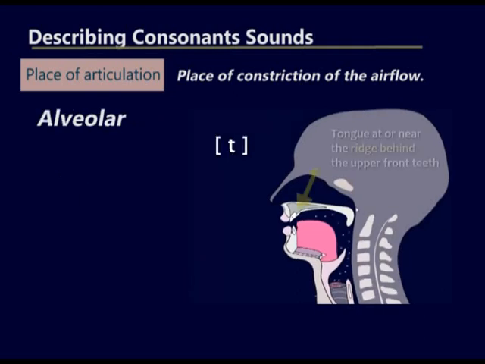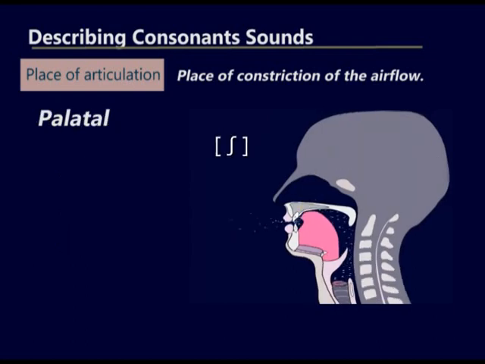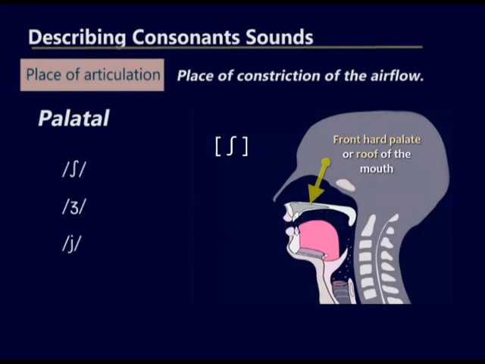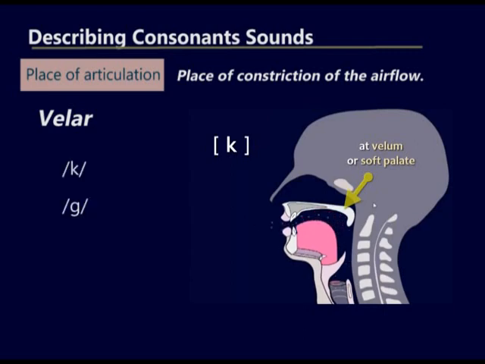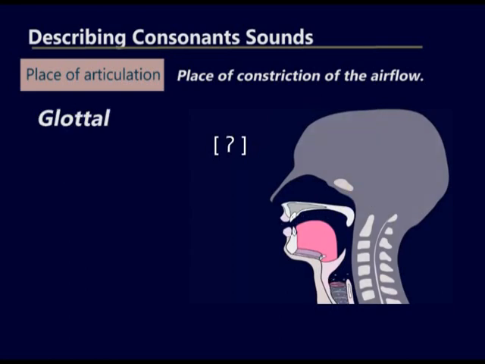Alveolar sounds are produced with the tongue at or near the ridge right behind the upper front teeth, such as T, D, S. Palatal sounds are produced at the hard palate or the roof of the mouth, such as sh, zh, y. Velar sounds are produced at the velum or soft palate, such as k, g. And glottal sounds are produced at the glottis, or the space between the vocal folds, such as h.